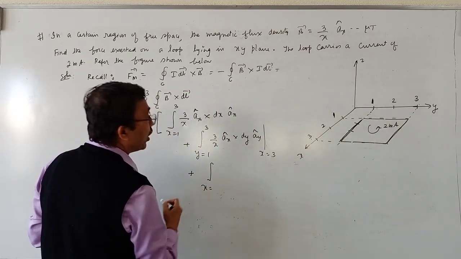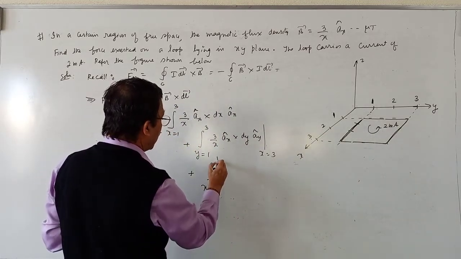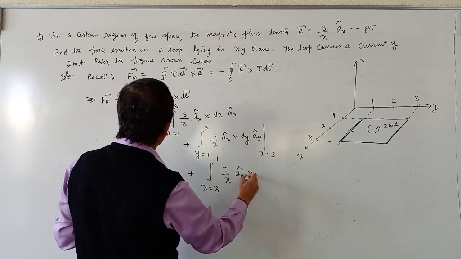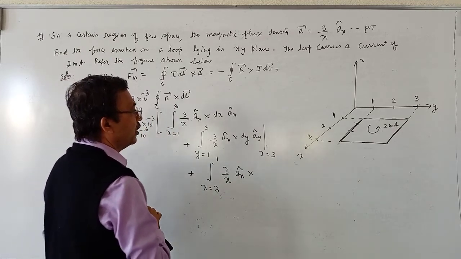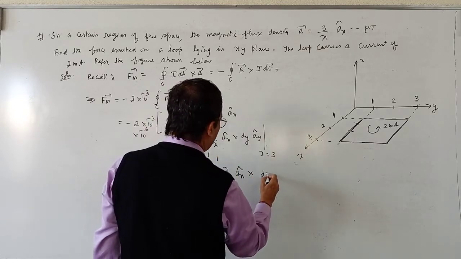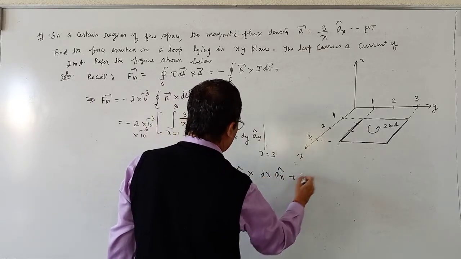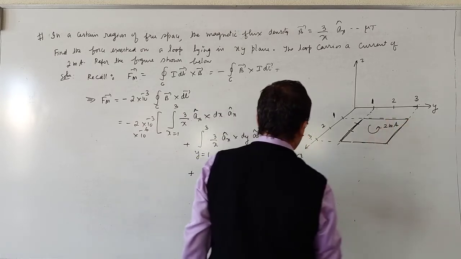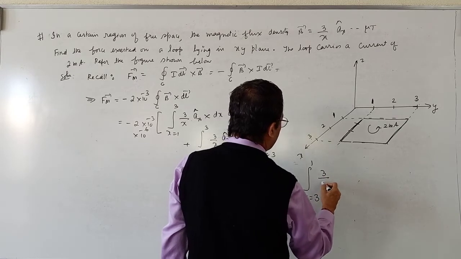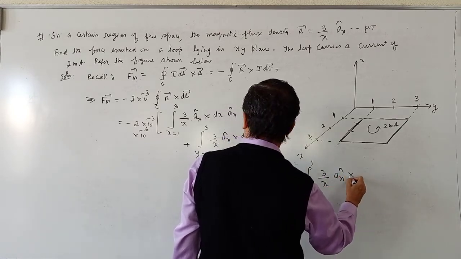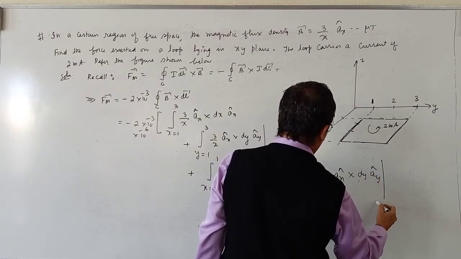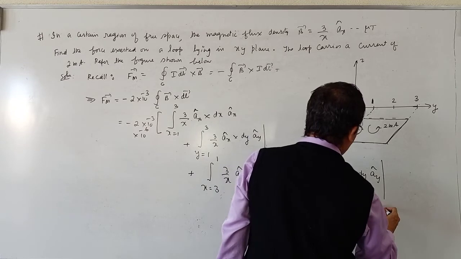x varies from 3 to 1. What is vector B? 3 by x into ax cap, cross. Vector dl is nothing but dx into ax cap. Plus, finally, this straight line. y varies from 3 to 1. What is vector B? 3 by x into ax cap. What is vector dl? dy into ay cap. Evaluated for what value of x? x equals 1.